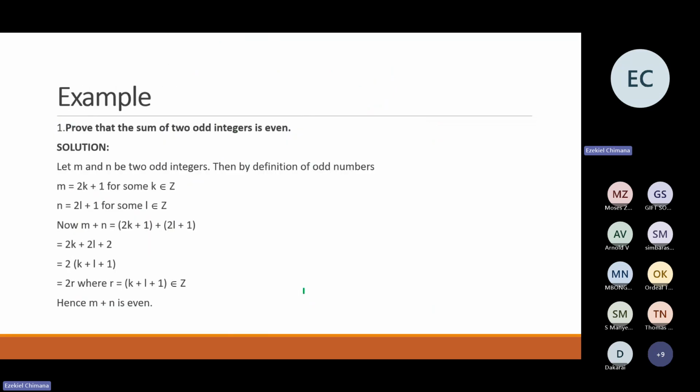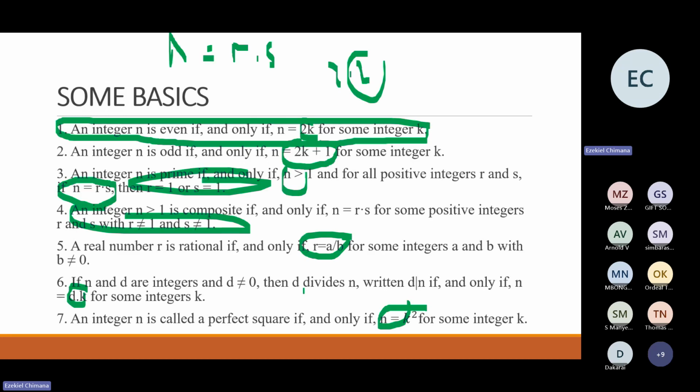Okay, so this is the example of a direct proof. On direct proofs, you'll be using these basics. But trust me, most of those that we are going to use are 1, 2, 3, maybe 5, maybe 6, maybe 7.